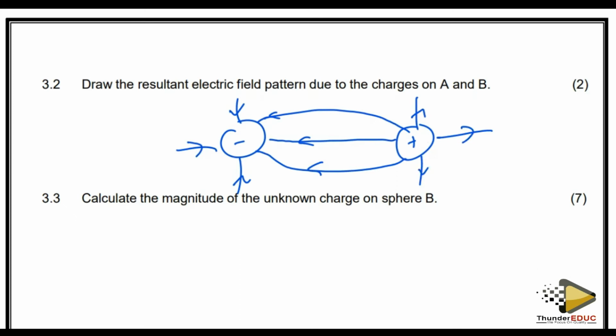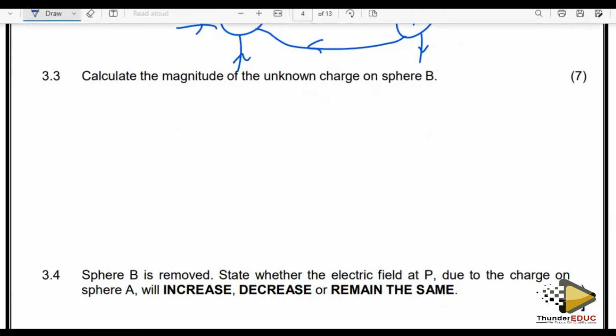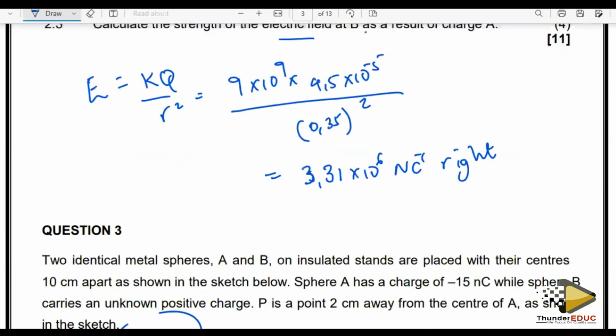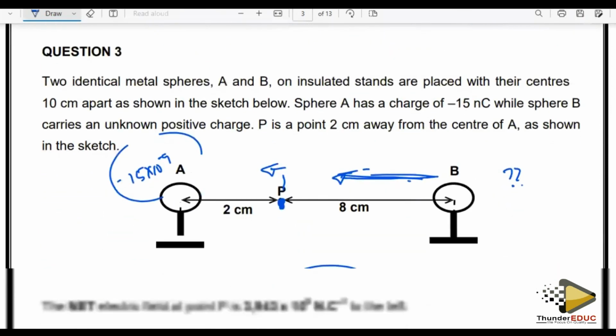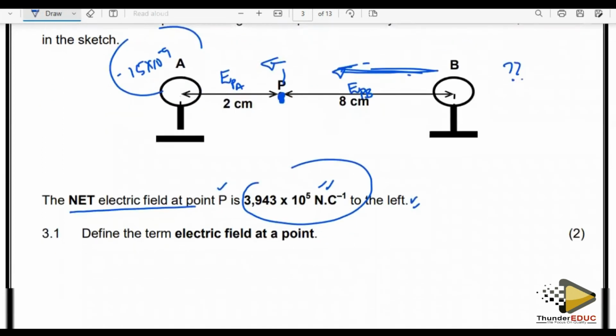And then they want us to get the magnitude of sphere B. So in that case, I'm going to use electric field. Okay, so I need to get the electric field between A and P, and then the electric field between B and P. Then I use the net.